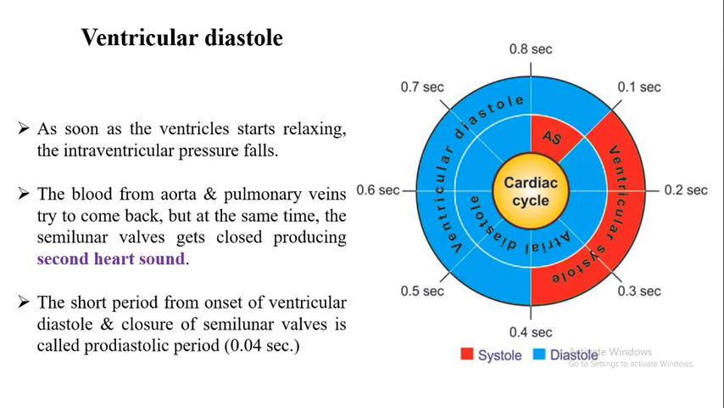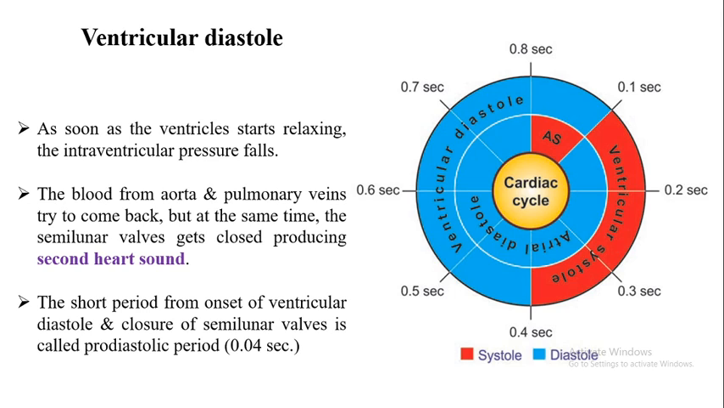At the same time, the semilunar valves present at the opening of the aorta immediately close, producing the second heart sound, which is referred to as dub. So the first heart sound occurred due to closure of the AV valves, and the second heart sound occurs due to closing of the semilunar valves.